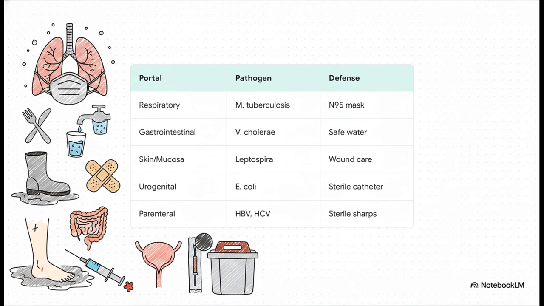What about our skin and mucosa? Well, bacteria like Leptospira can breach that, often if you're walking barefoot in dirty water. Proper shoes and wound care are your barricades there. The urogenital tract is super vulnerable to E. coli or HIV, which is why sterile catheter techniques are absolutely vital. And finally, the parenteral route. This means direct injection right into the bloodstream. Think needles. So using strictly sterile needles blocks stuff like hepatitis B or C. Every gate has a lock. We just have to use it.